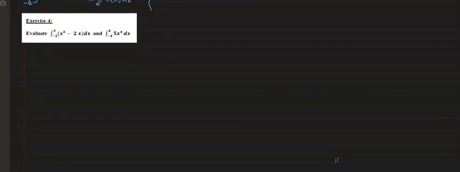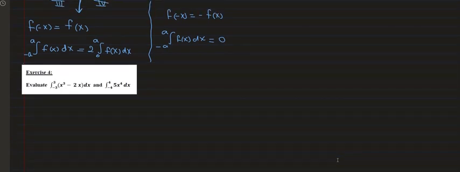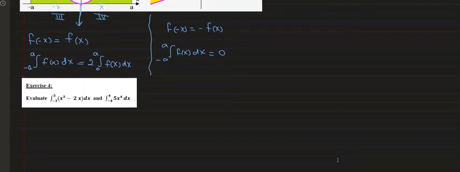So here we need to integrate this function from negative 3 to 3, and the other one also. Let's start with this one. Because it's from negative 3 to 3, we need to see whether it's an odd or an even function.